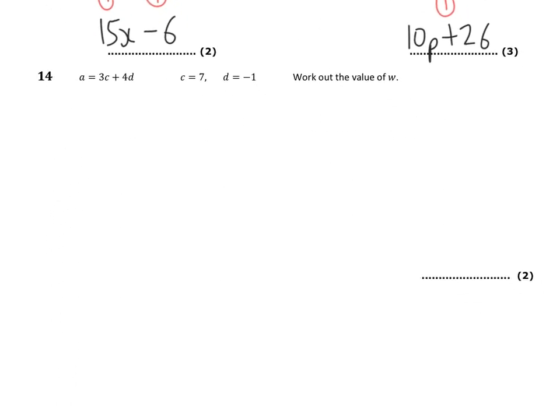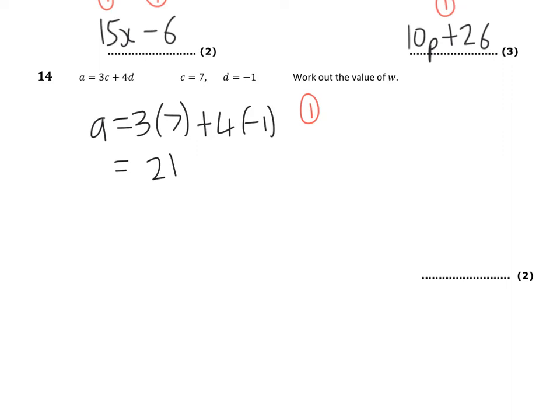Question 14, we have a equals 3c plus 4d, but c equals 7, so we can put 7 in for c, and d equals minus 1. I'm going to give 1 mark just to notice substitute that in like that. And then when these are together, like 3c, it means 3 multiplied by c. So 3 times 7 is 21, and 4 times negative 1 is negative 4. 21 take away 4 is 17.